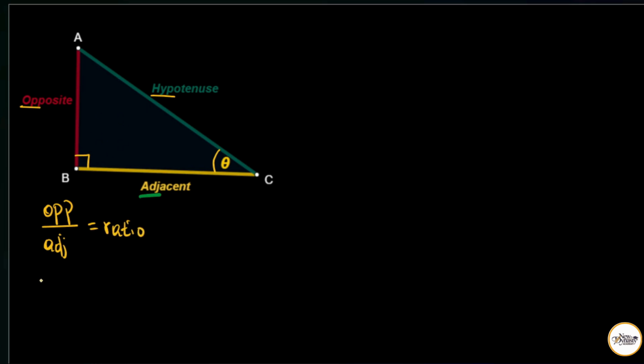If I can go on and write another ratio, I can write the ratio opposite divided by hypotenuse, and that is a ratio. So that's how you write the ratio using your right angle triangle.